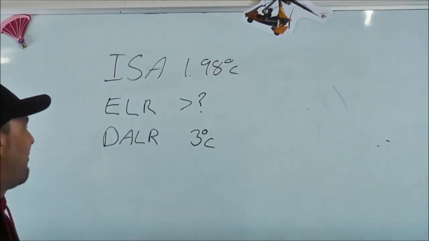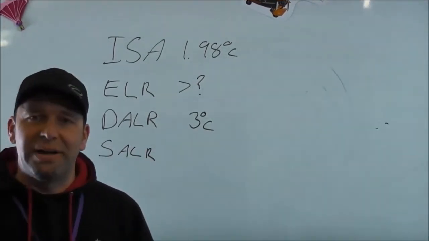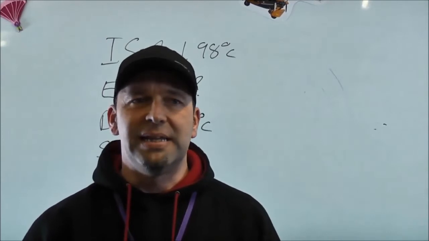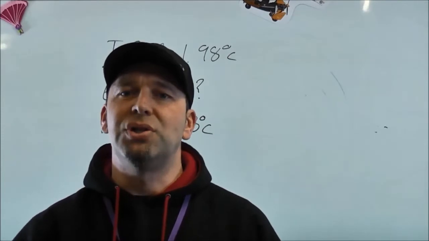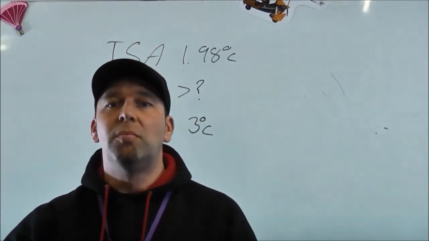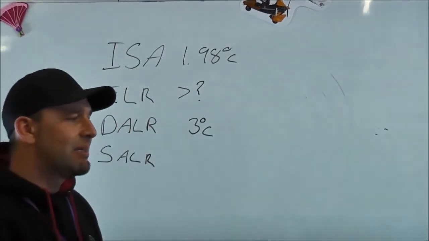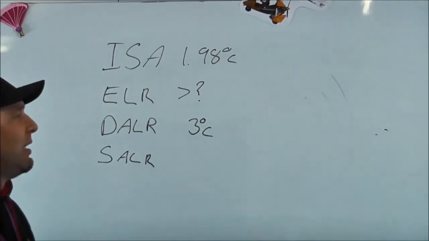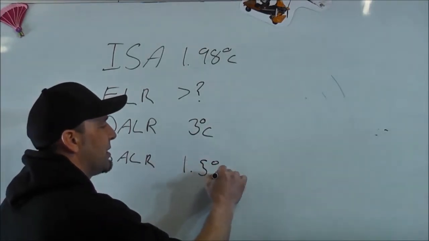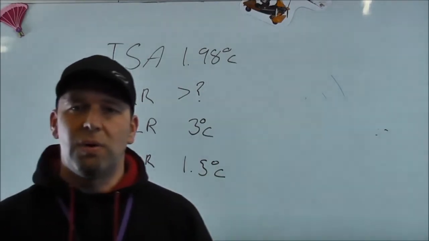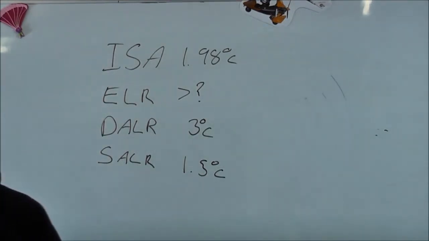And then we also have the SALR, which is the saturated adiabatic lapse rate. This is where it's met dew point and it's now released that moisture into the atmosphere, and normally the formation of clouds has begun. The saturated adiabatic lapse rate cools at 1.5 degrees C per 1,000 feet. So when we're talking about lapse rate, it's very important that we're aware of the 4 that are there.